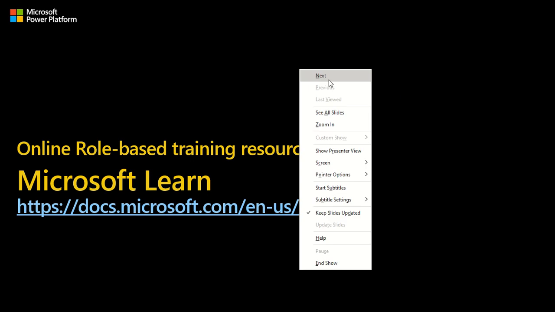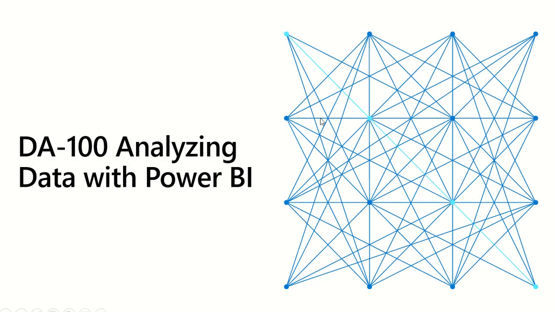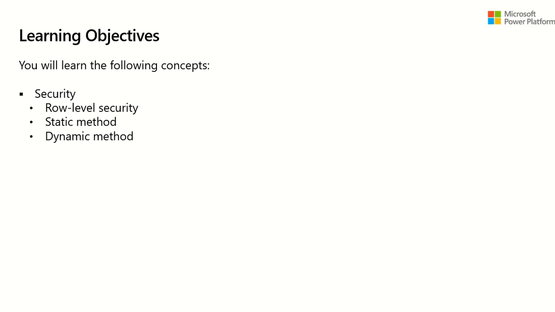Okay. Module 13 is on row level security, talking about how you secure your data at the row level. We'll look at security at the row level. We'll look at the static method, and we also look at the dynamic method.